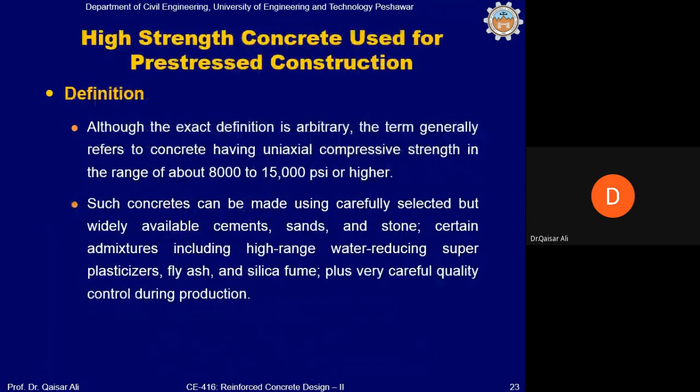As you have seen in the previous several examples and slides, a pre-compression force is applied, which may sometimes be very, very high. For this purpose, we would like to use high-strength concrete in our pre-stress members. And it is true that generally we use high-strength concrete in our pre-stress members. There is no exact definition of high-strength concrete. However, usually concrete having a cylinder strength of 8,000 and above is called high-strength concrete. Although sometimes it is possible that we use ordinary strength concrete in pre-stress members, depending on the situation.